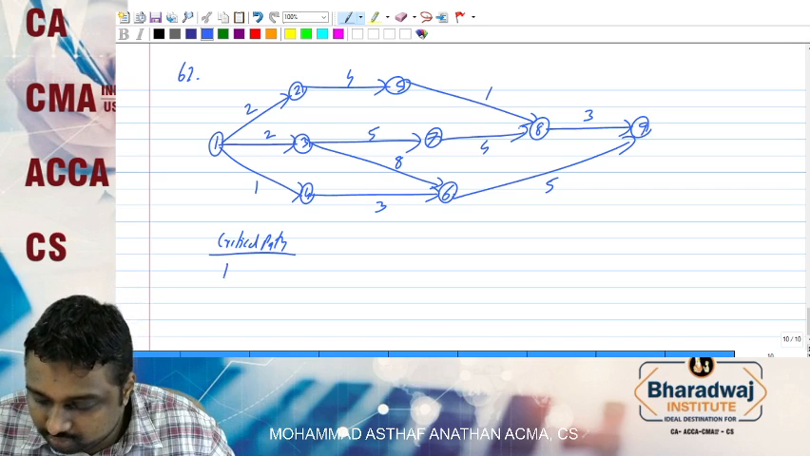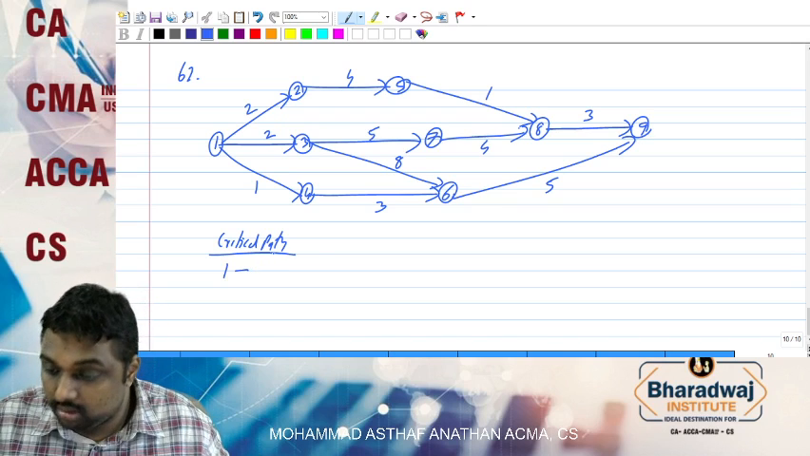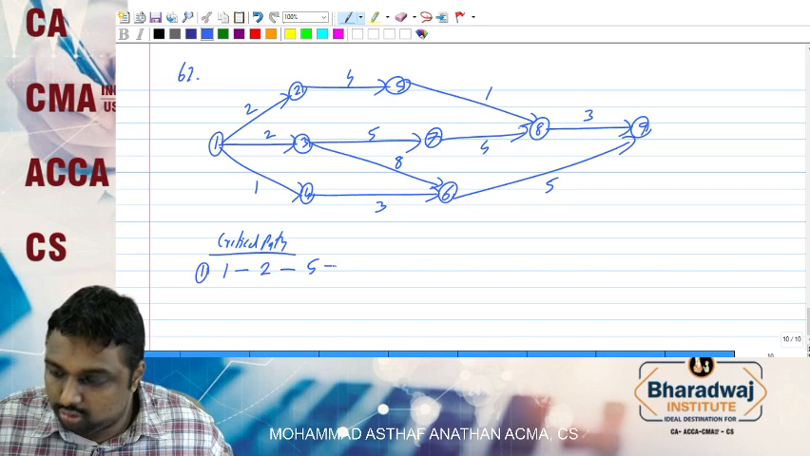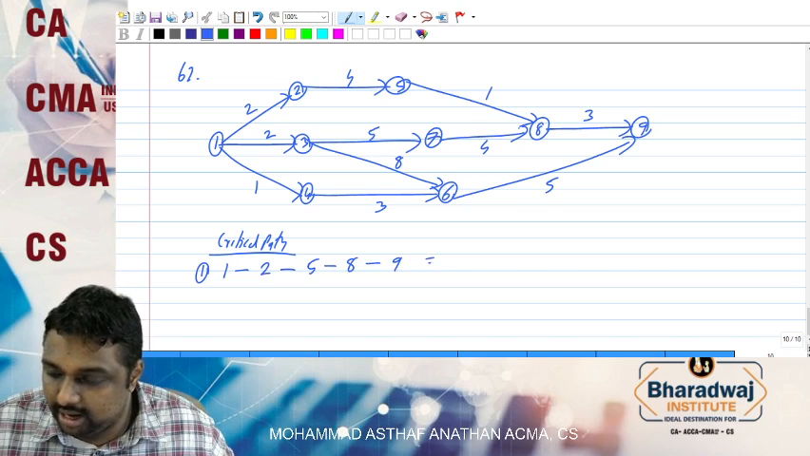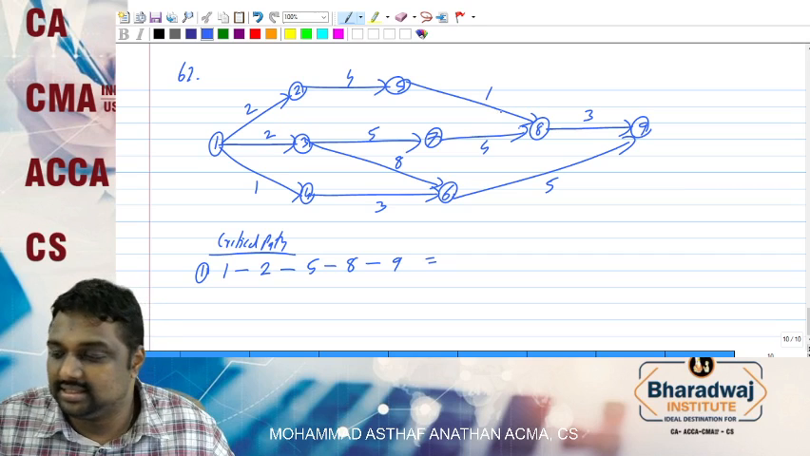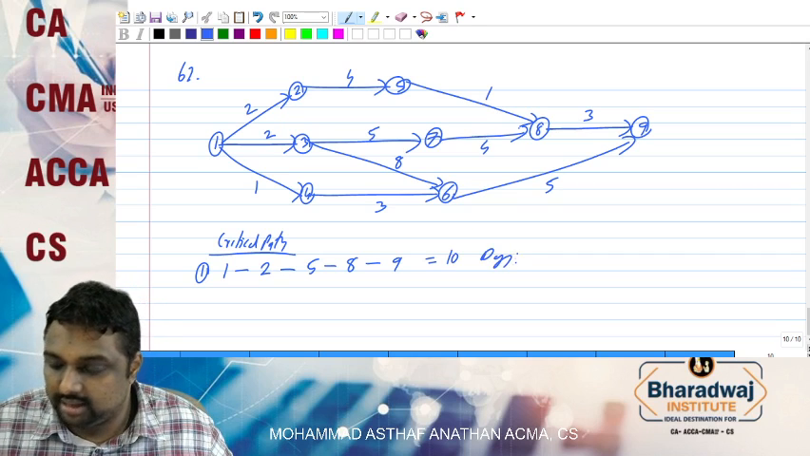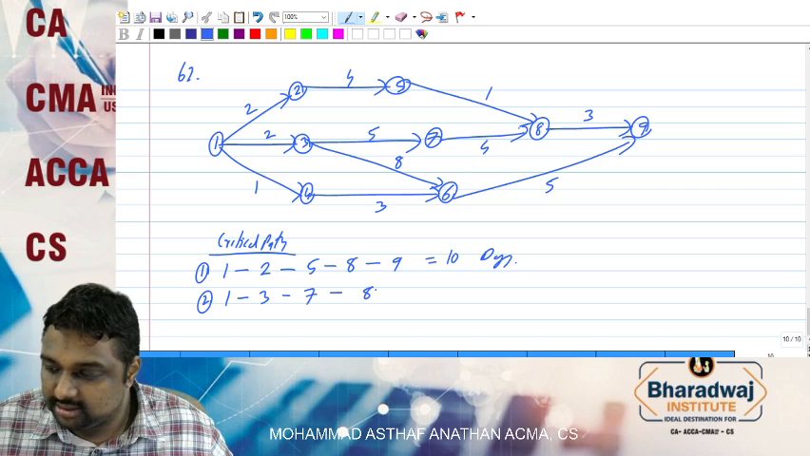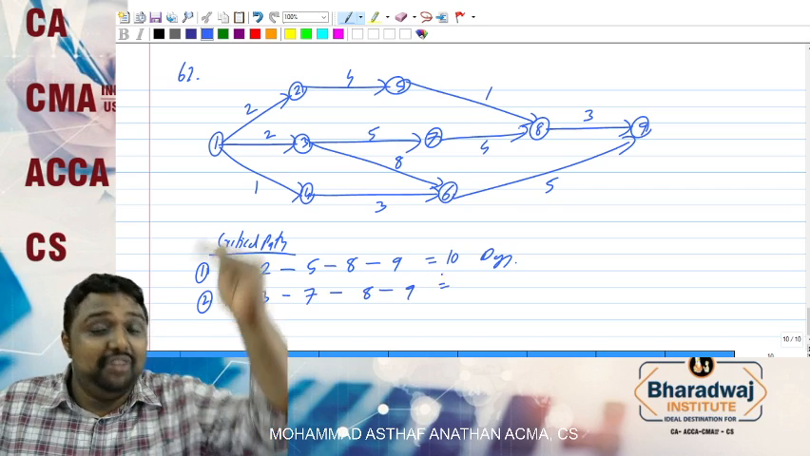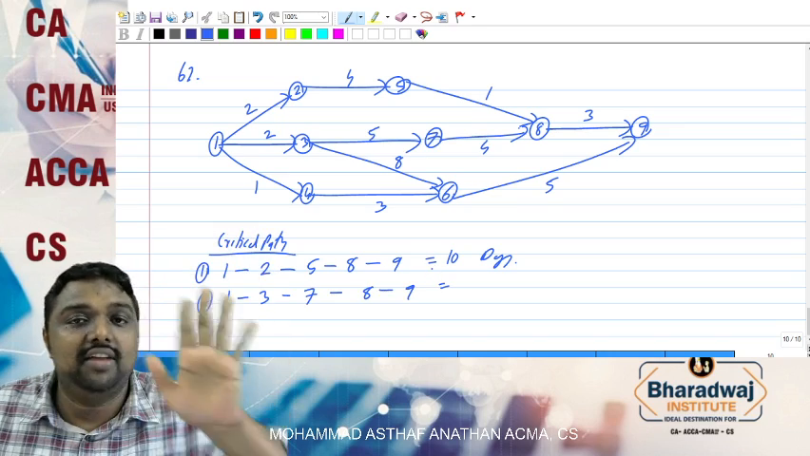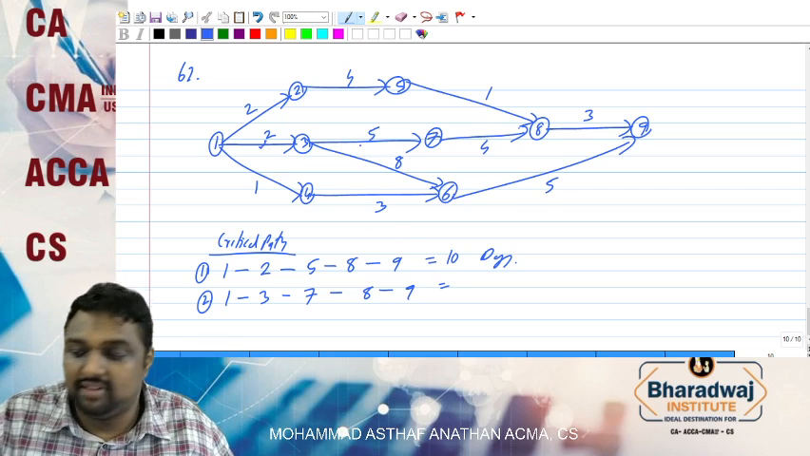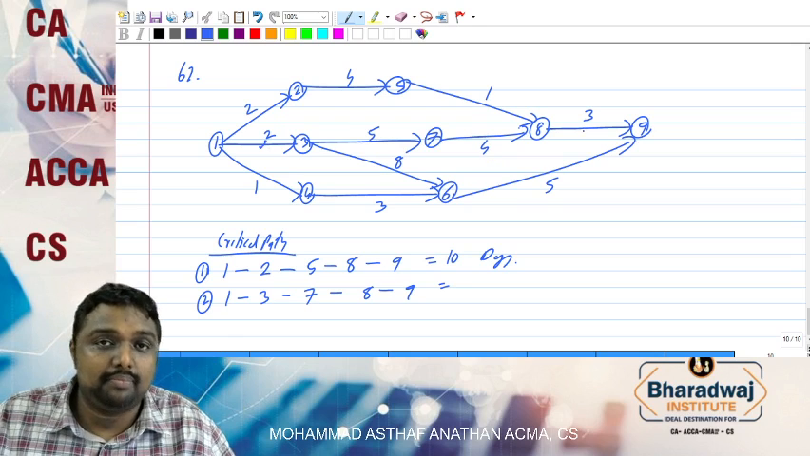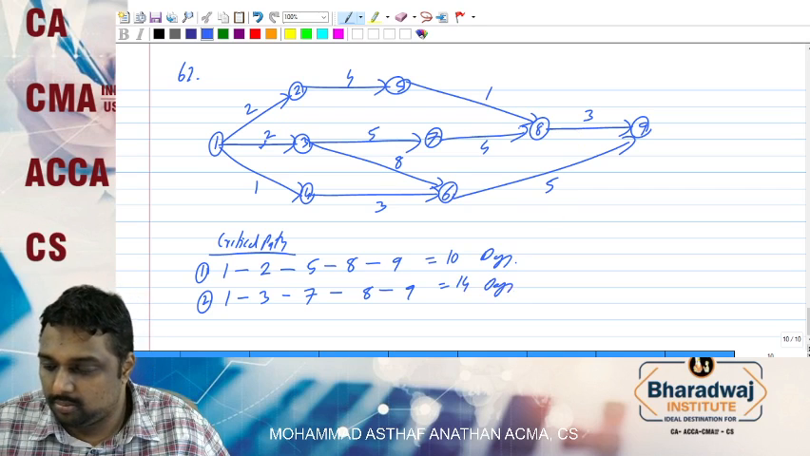So it will be 1 to 2, 2 to 5, 5 to 8, 8 to 9. So 2 plus 4, 6, 7 plus 3, 10 days. Next, 1 to 3, 3 to 7, 7 to 8, 8 to 9. We follow a top-down approach. We never miss anyone. So 2 plus 5 we will have 7. 7 plus 4 we will have 11. 11 plus 3 we will have 14 days.